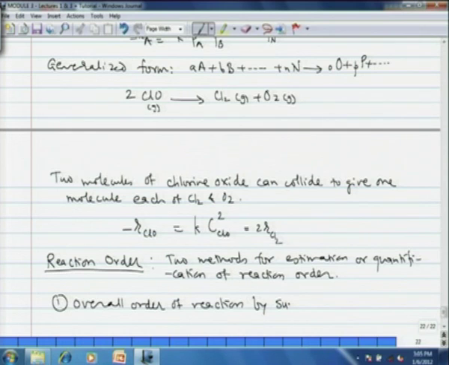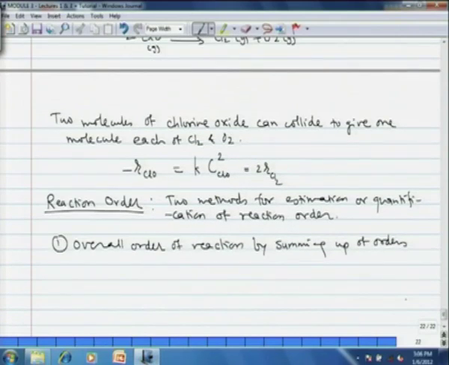by summing up of orders with respect to all reactants for a particular product. And the second is the disaggregation of order of reaction with respect to a particular species, and this is established from the species stoichiometric coefficient.